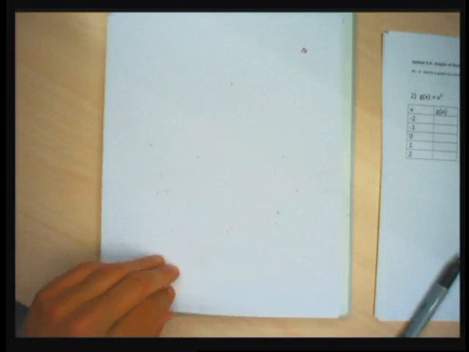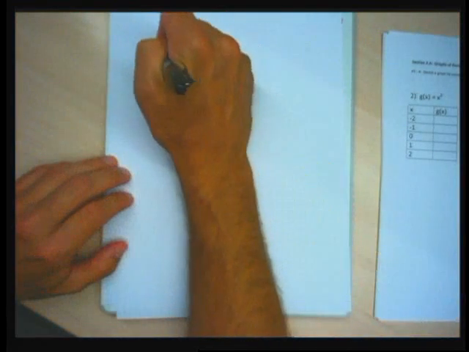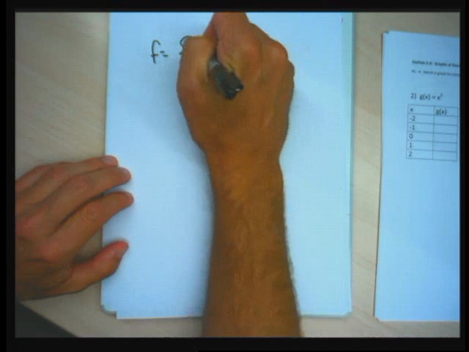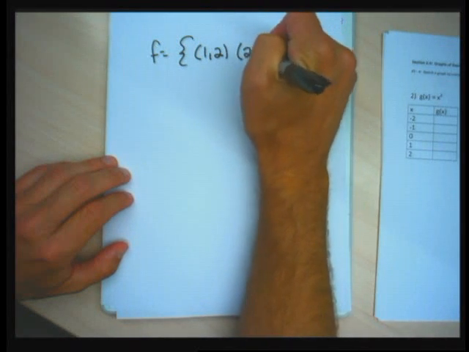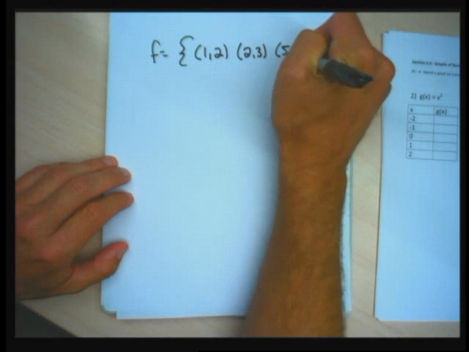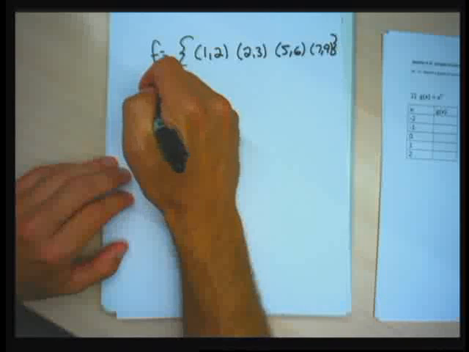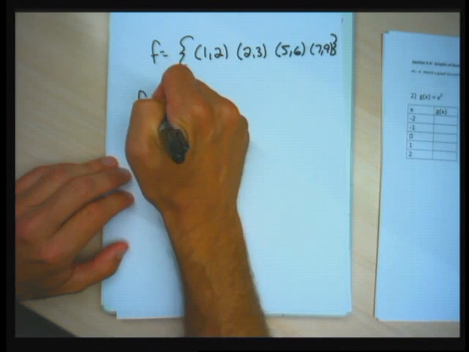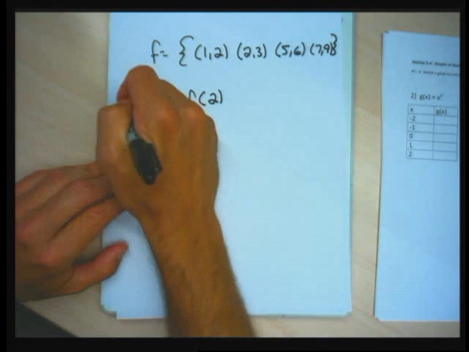And the other style of problem from 3.3 that I wanted to review would give me a function defined as a set of points. Like here's the function f defined as the points (1, 2), (2, 3), (5, 6), and (7, 9). Just completely made that up. And then I might do this. Find f of 2, and that'd be one kind of problem.